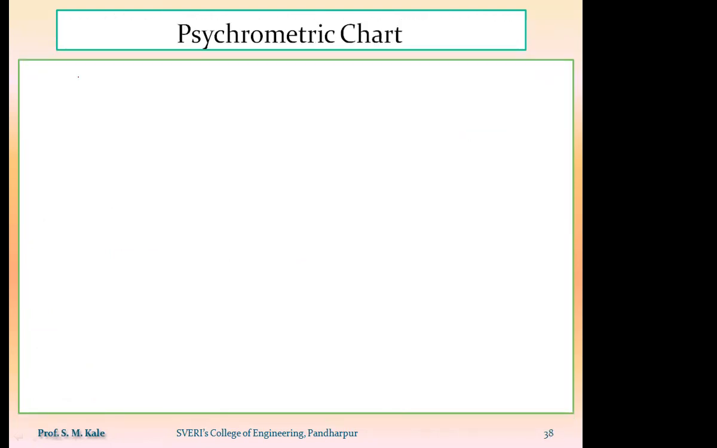So likewise we have covered the numericals based on psychometric relations also. Are you getting? Yes or no? Have you got the point how to calculate the numericals based on psychometric relations? Yes or no? Yes, sir.